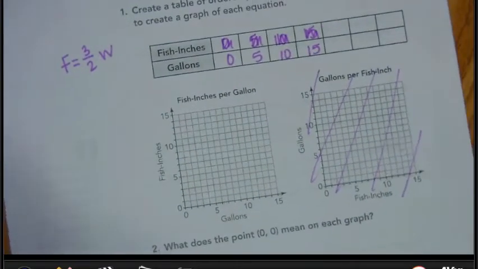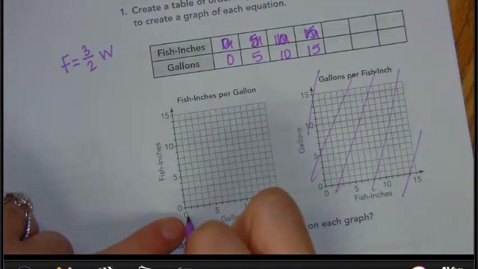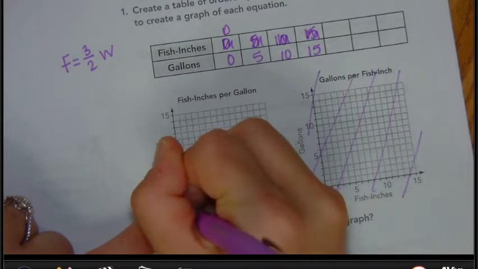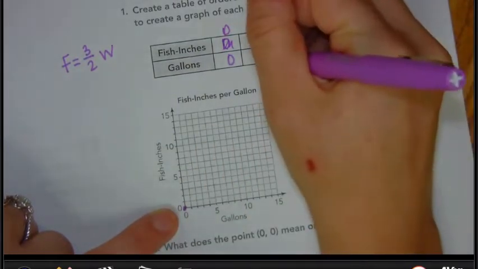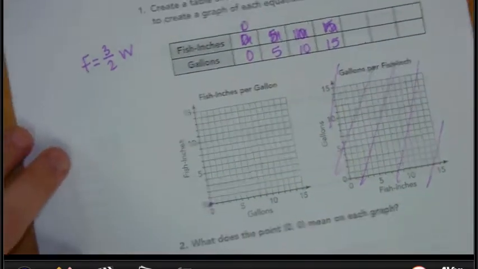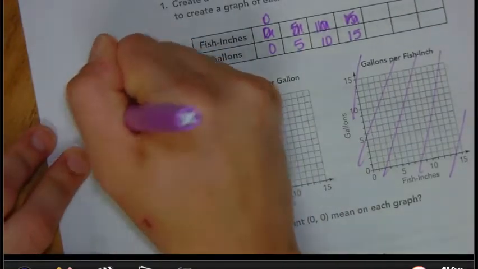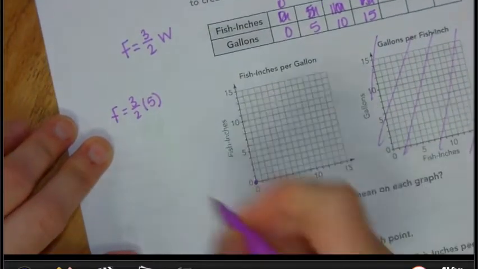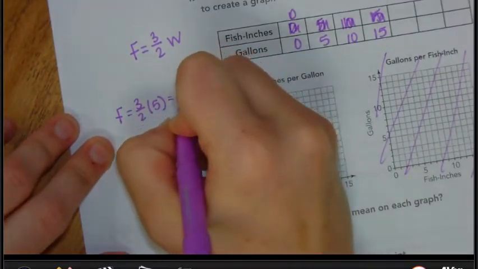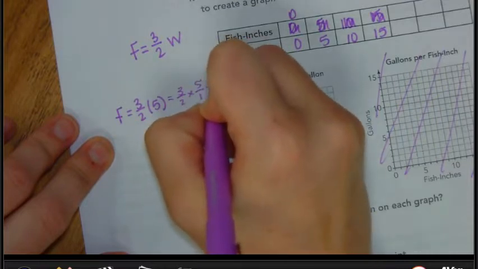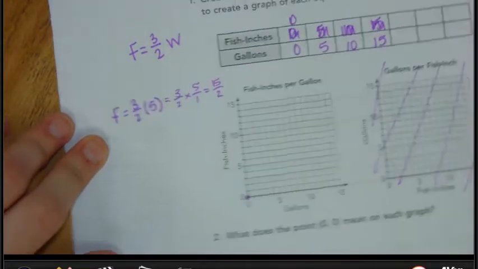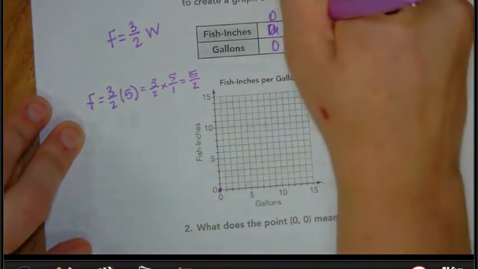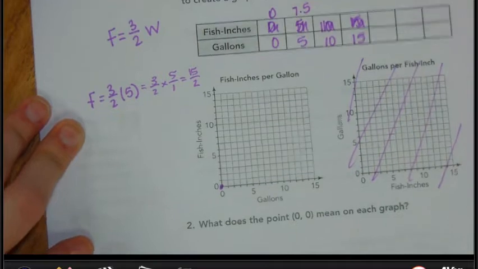All right, so let's take a look at this. If I have 0 gallons of water, am I going to have any fishes that can fit in there? No. That's going to be 0, so I can plot a dot at 0. If I have 5 gallons of water, how many fishies am I going to have? Well, I'm going to plug 5 into my equation of 3 over 2 times 5, which is 3 over 2 times 5 over 1, which is 15 over 2. So 15 divided by 2 is 7.5.